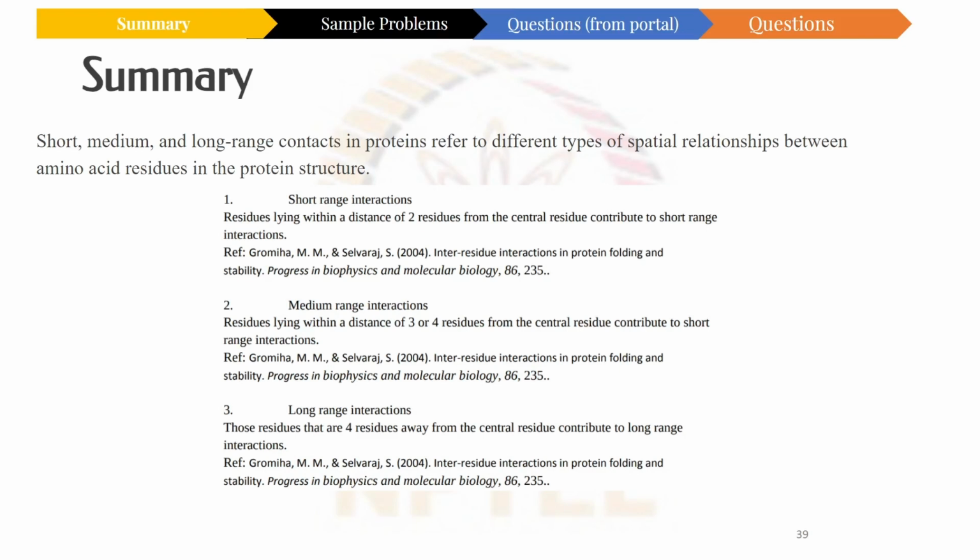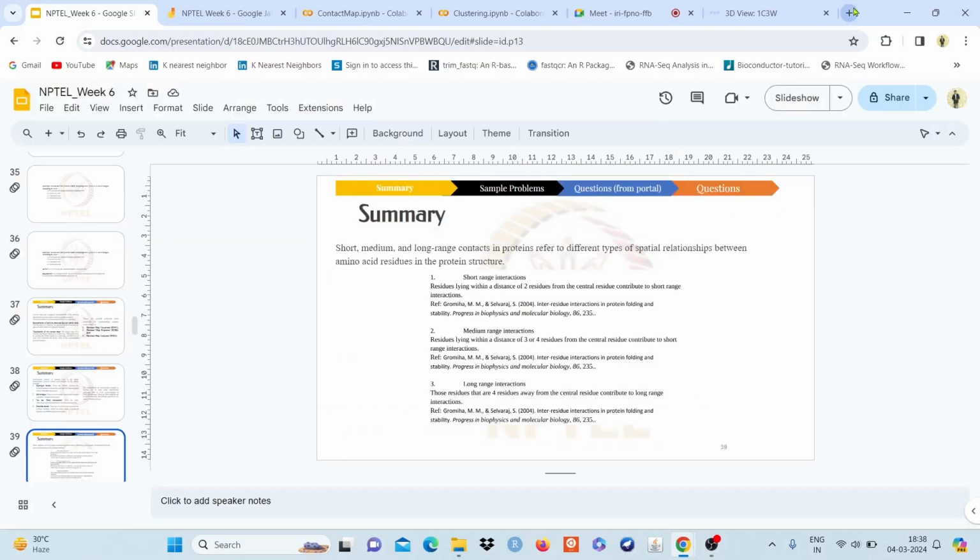Short range contacts are typically defined as the contacts between amino acid residues that are close in sequence, usually within a few amino acids of each other, whereas medium range contacts are between residues that are farther apart in sequence, usually separated by 4 to 10 amino acids we take. And the number of amino acids that we consider may change based on the protein or the class or the type of the protein we analyze. Finally, we have long range contacts, which are separated by more amino acids. So let's see how these can be calculated.